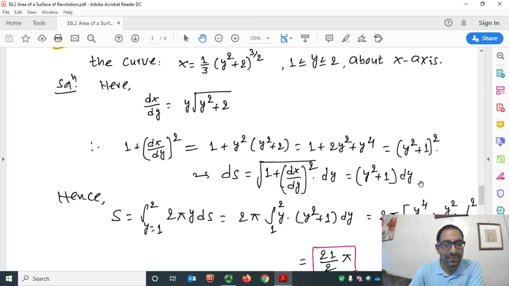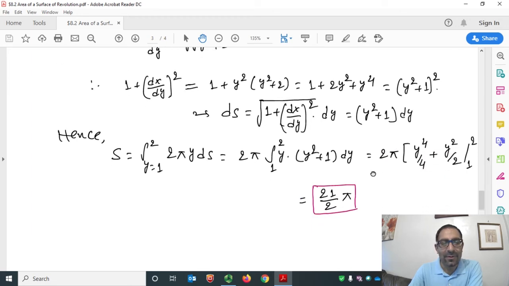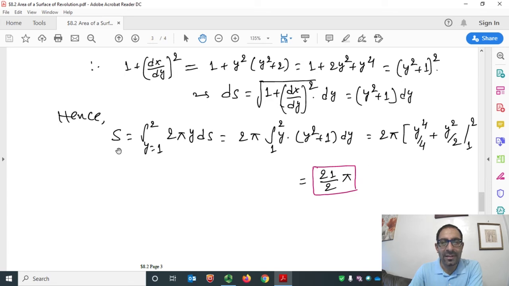Great. Hence, let's use the formula. Hence, our formula is surface area equals the definite integral, y runs from 1 to 2, of 2 pi y ds.